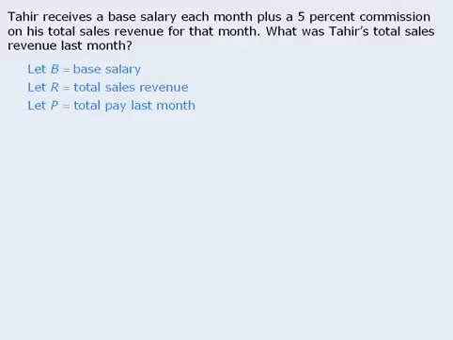Well, if his commission is 5% of his total sales revenue, we can write that his commission for any given month is equal to 0.05 times R. We can also say that P, his total pay last month, is equal to B, his monthly base salary, plus his commission, which is equal to 0.05R. Now the target question asks us to find Tahir's total sales revenue, so we'll write this to remind us of that. At this point, we have summarized all of the information as well as the target question, so we won't need to reread this passage later.